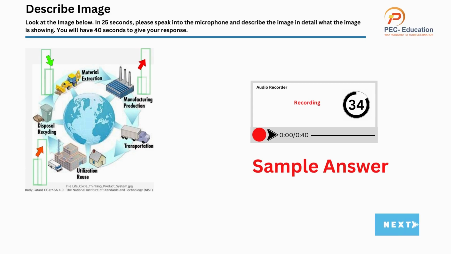This image is representing the life cycle of a product system. The cycle starts from material extraction. The next process is manufacturing production. The next phase is transportation. Then I can see utilization and reuse. The final stage is disposal recycling. In conclusion, the cycle starts from material extraction and ends with disposal recycling.